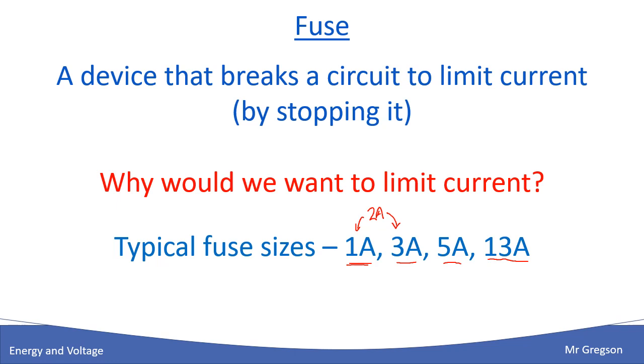Now, the question is, why wouldn't you just put a 13 amp fuse in everything? Well, because it's possible that this device that is normally drawing 2 amps goes faulty and draws 11 amps. Now, 11 amps isn't going to blow a 13 amp fuse, and 11 amps might be enough to cause a fire. So we want to use a fuse that's just higher than what we've been asked to protect for. So with 2 amps, we want a 3 amp fuse.